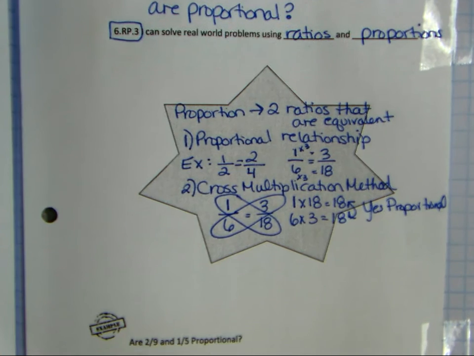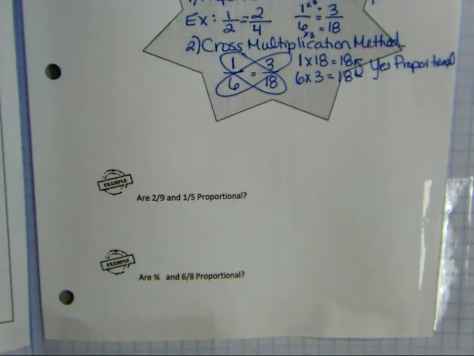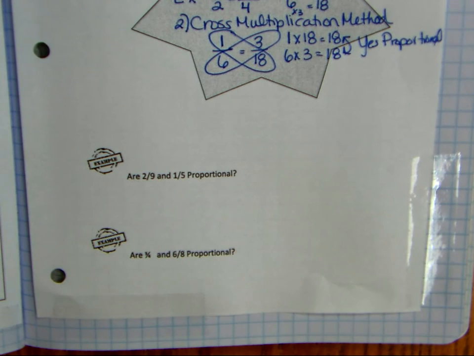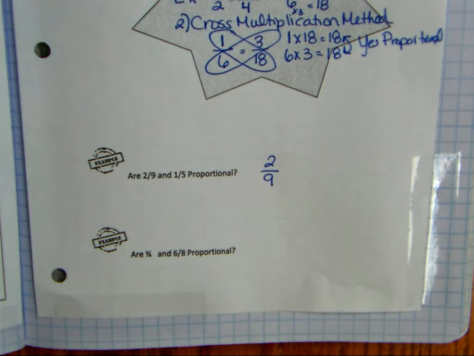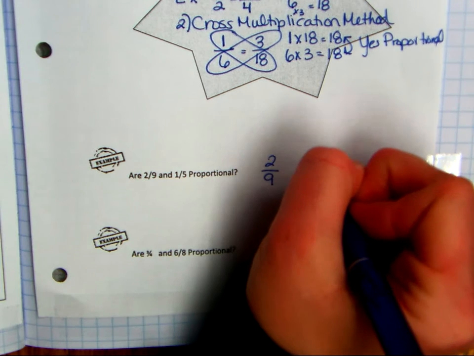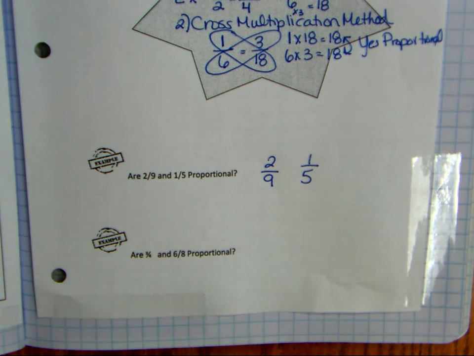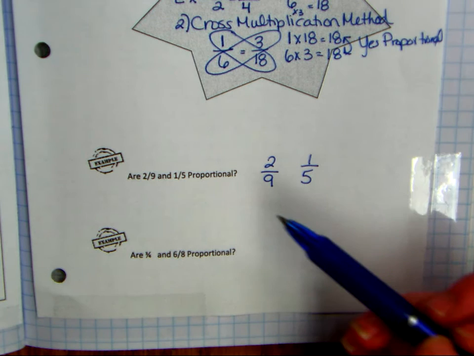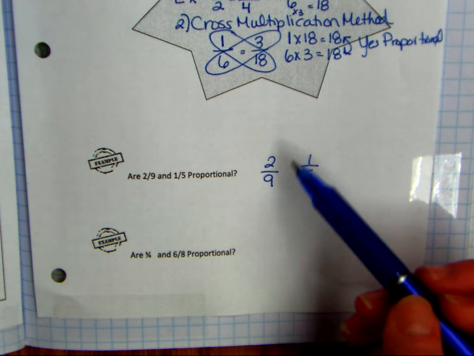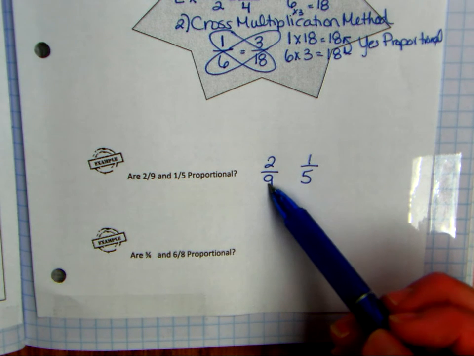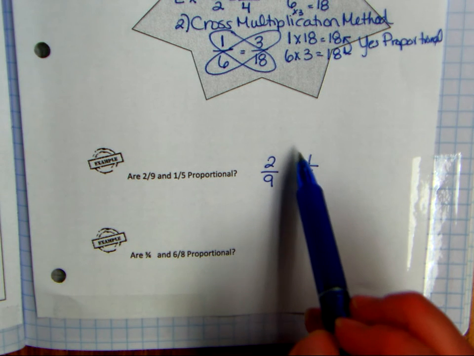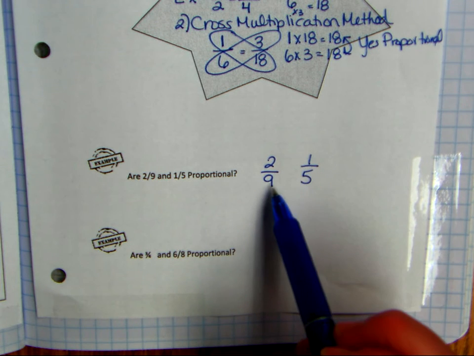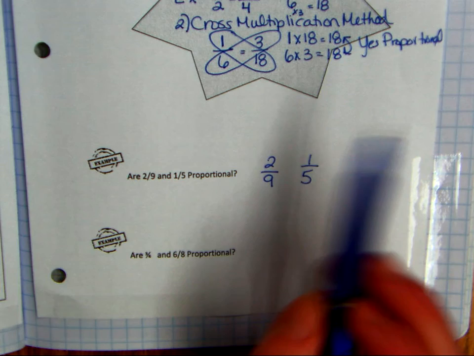To see if we are aware of how this is really working and if we can apply it. So the first one is we have 2/9, and I write them like this, 2/9, and we have 1/5. And we want to see if these are proportional. So first thing I'm going to do is look at whether there is a proportional relationship that I can use. First of all, 2 does not go into 9 evenly, so that doesn't really work for me. 2 divided by 2 is 1, but 9 divided by 2 is not 5, so that kind of thing doesn't work.